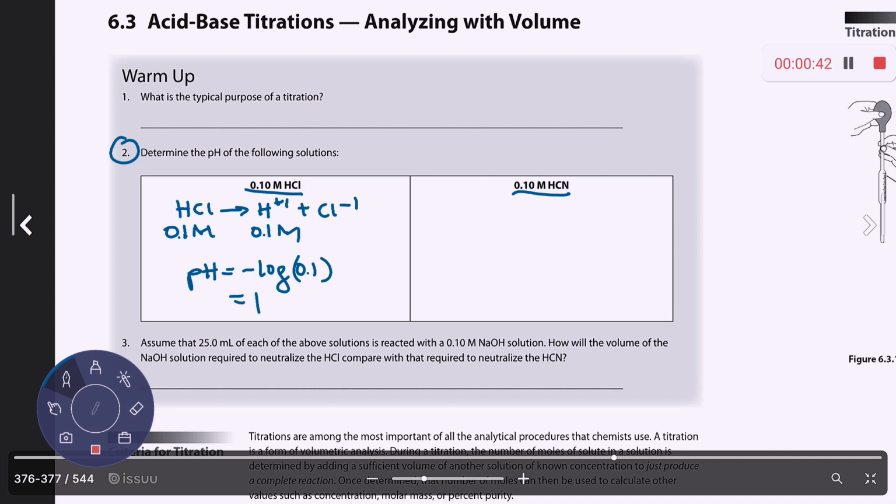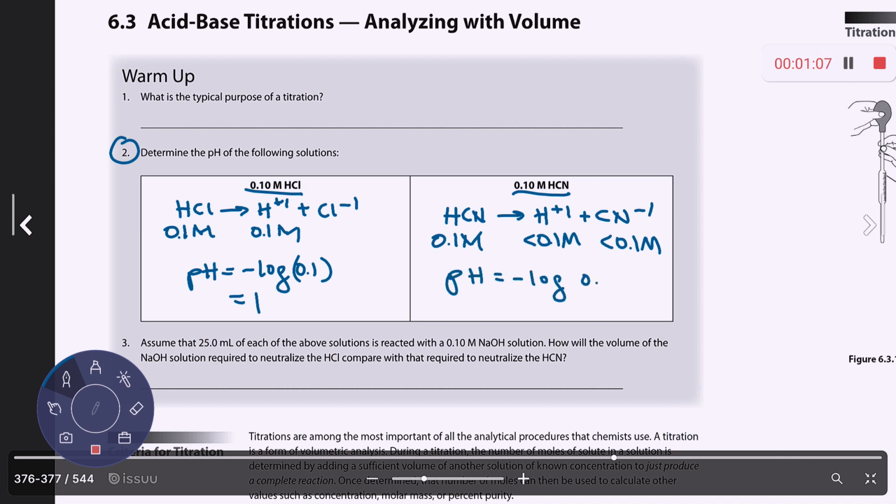Over here for this one, HCN is going to dissociate into hydrogen ions and cyanide ions. So if this is 0.1 molar, technically this is a weak acid, agreed? Okay, so if this is a weak acid, technically this should have less than 0.1 molar and less than 0.1 molar in real life. But if you're trying to figure out what the pH is, the pH is probably going to be less than 1, okay?